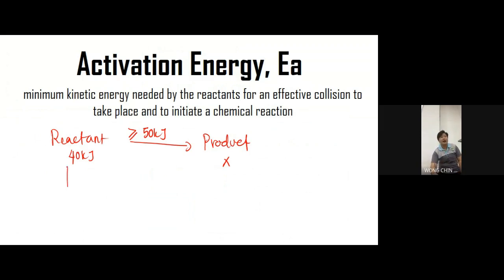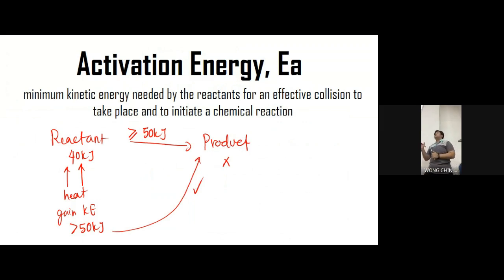So, when I heat up the reactant, what happened to the reactant is the reactant gain kinetic energy. So when the reactant gain kinetic energy increase, it will then be more than 50 kilojoule. So when it's more than 50 kilojoule, then only you can get the product. Nampak? That is minimum kinetic energy. That is what we call activation energy.